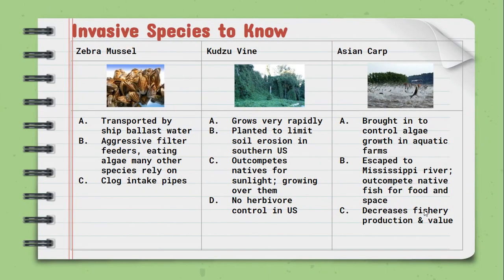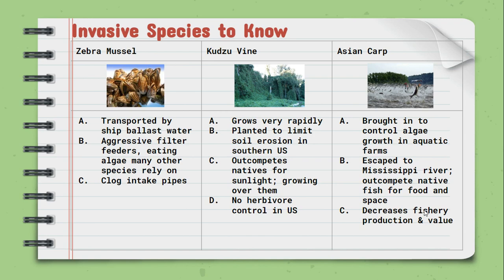Some invasive species that we should be familiar with, that have been on AP exams in the past, include zebra mussels. These were an invasive species transported by the ballast water in ships into the Great Lakes in the United States. They are very aggressive filter feeders, and they eat a lot of the algae in those aquatic ecosystems that many other species rely on, which is how they outcompete native species.